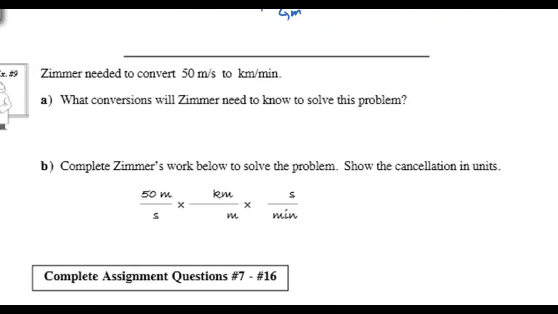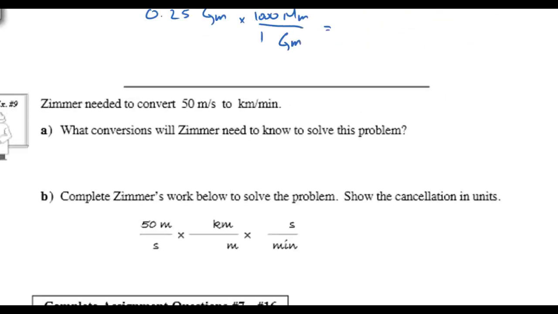Now let's look at this example here. When we're going multiple units, now we're not just converting meters, we're also converting time as well. So let's go ahead and do this one. What conversion will Zimmer need to know to solve this problem? He needs to know 2 things. He needs to go from meters to kilometers, but he also needs to go from seconds to minutes. So he's got a few things to work on here.